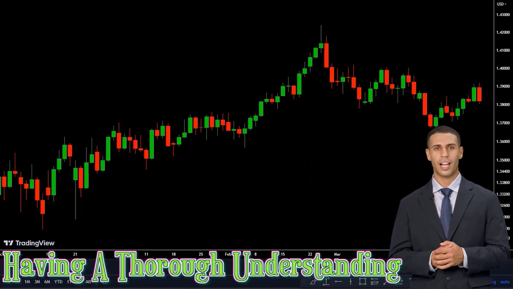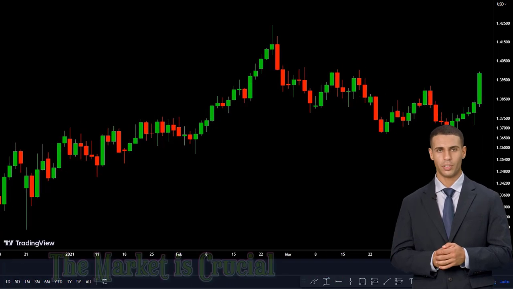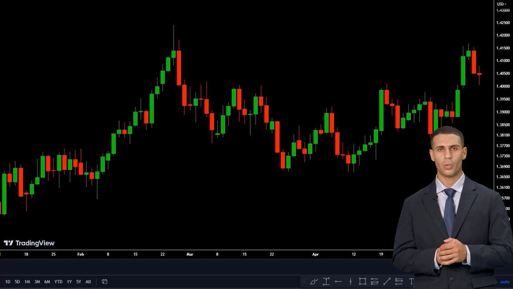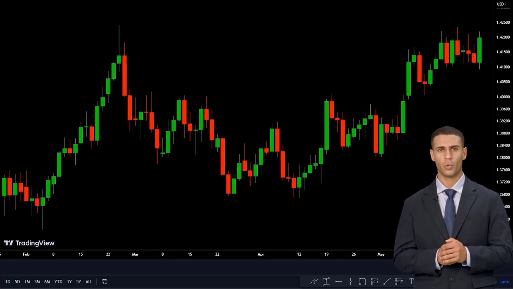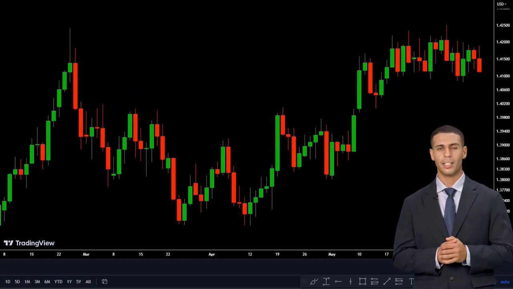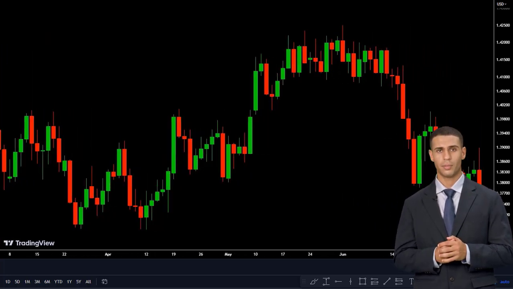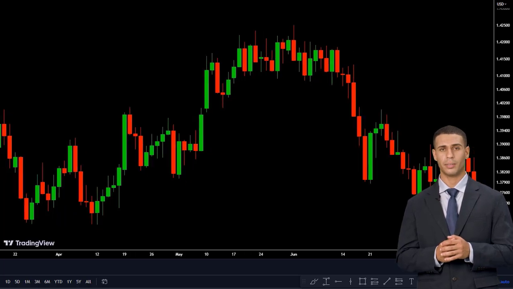Having a thorough understanding of the inflows and outflows of capital in the market is crucial for achieving profitability in trading. Along with this, it's also important to know the quantity of these transactions, meaning the volume in the market. There is really an indicator that takes into account both of these crucial market concepts.